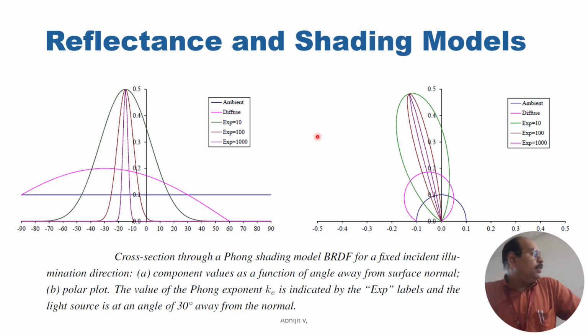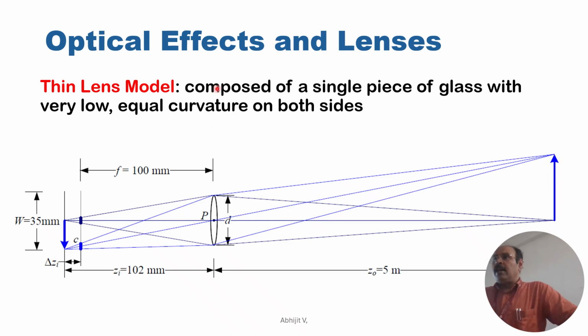So here we have the graphical representation of the component values as a function of angle away from the surface normal. Okay. So here we are depicting the polar plot as well as the component values of the function of the angle. So reflectance and shading models are done. And now we look into the optical effects and different lenses. We begin with thin lens model.